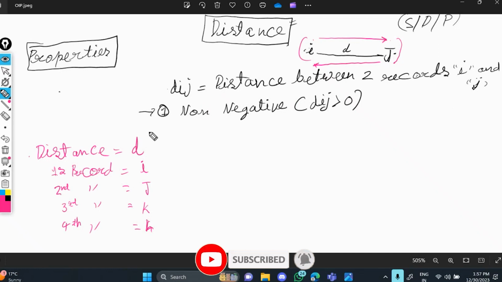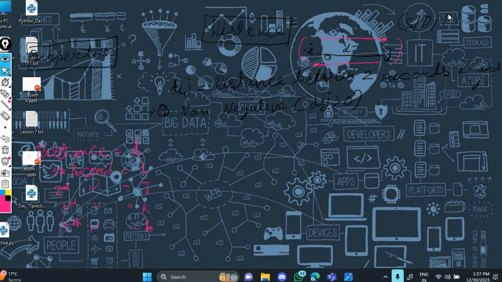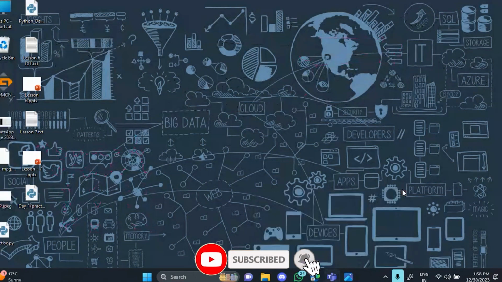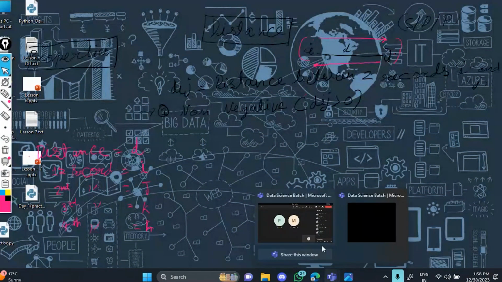So if we have to calculate the distance between two different records, for example i and j, that's why I told you dij is equal to the distance between two records i and j. The first property is non-negative, which means dij is always greater than 0. So now are you clear what dij is? When we are talking about formulas, we denote something with the help of a letter.